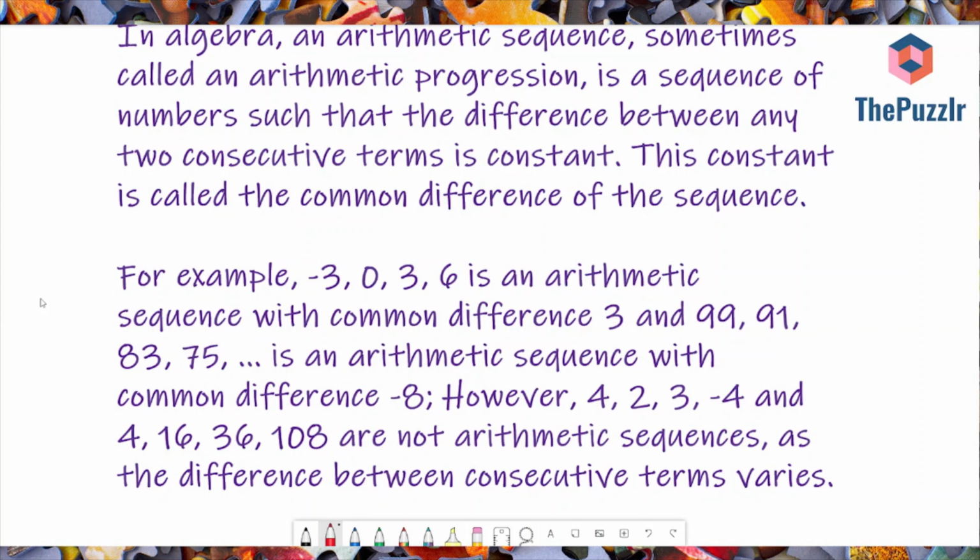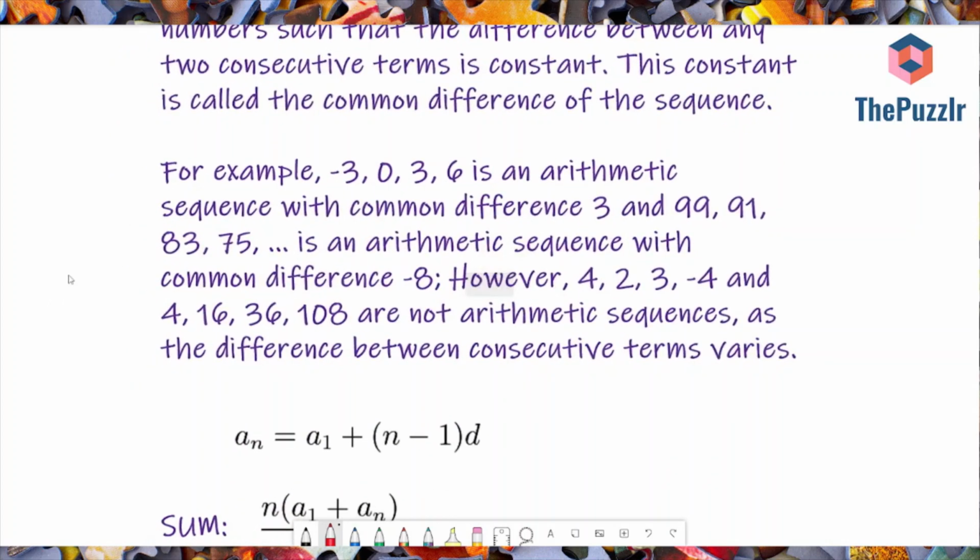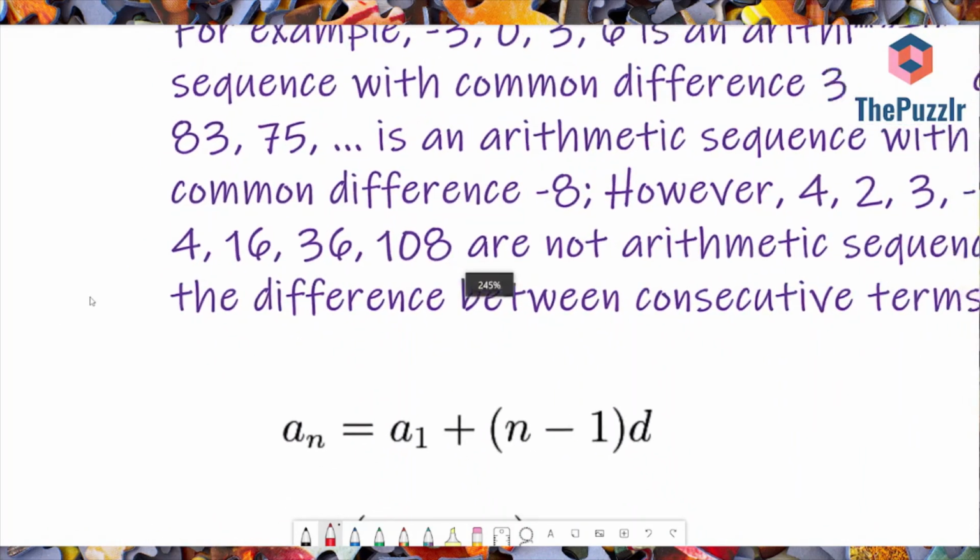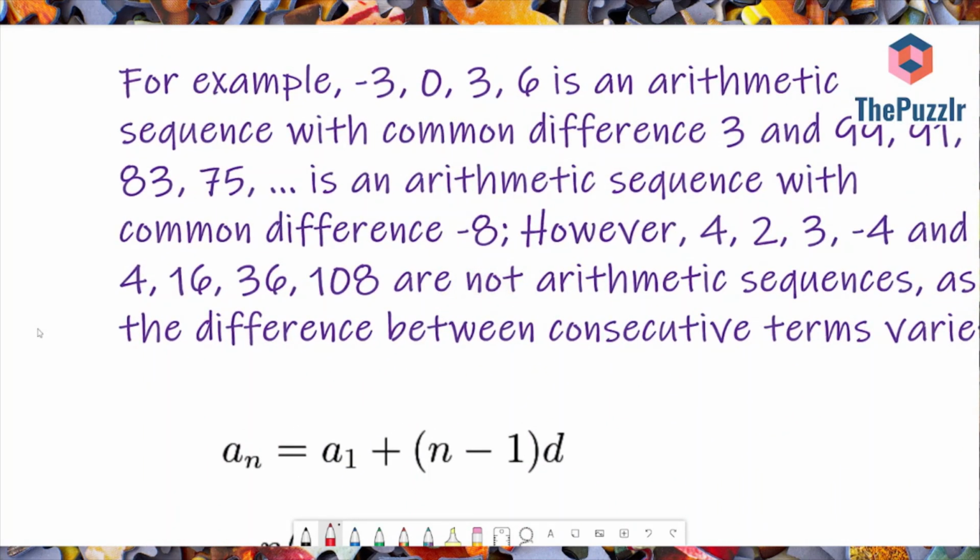However, 4, 2, 3, -4 is not an arithmetic sequence, and neither is 4, 16, 36, 108, because the difference between consecutive terms varies. So to find the nth term of an arithmetic sequence, here's the formula, where a1 is the first term. N is the number of the term that you're trying to find. So if you're trying to find the fifth term, n would equal 5. And d is the common difference.